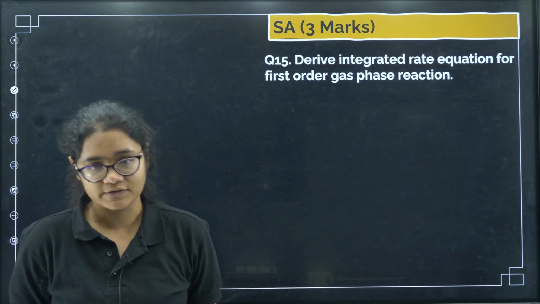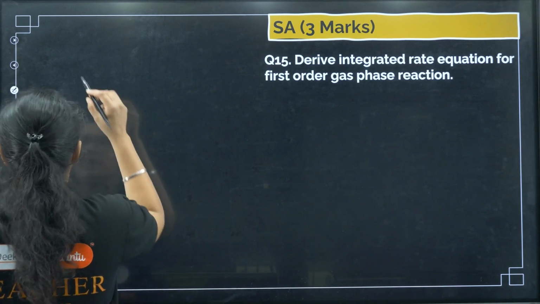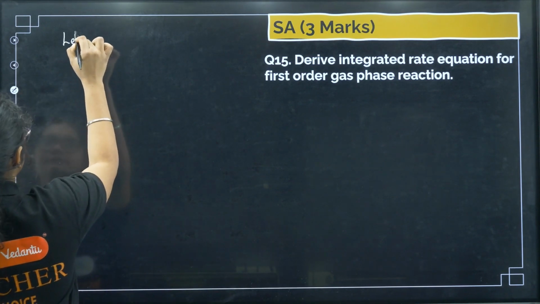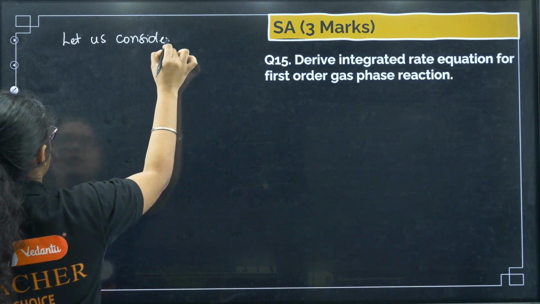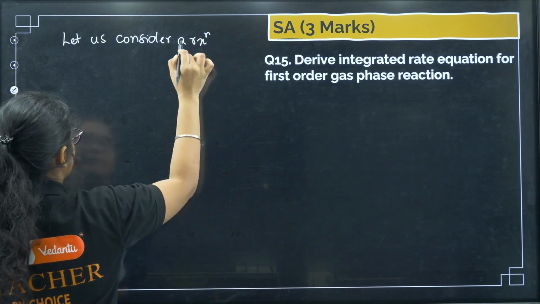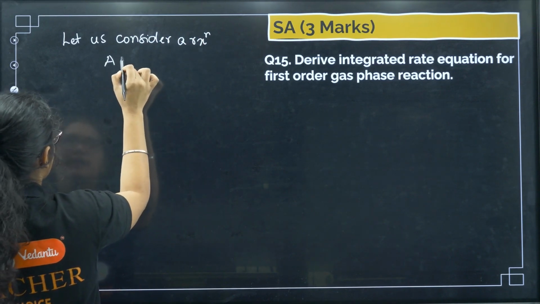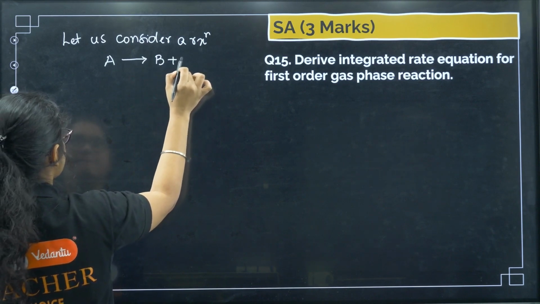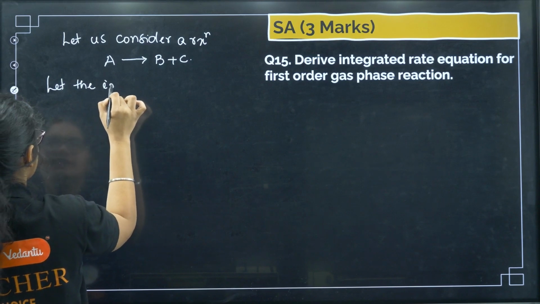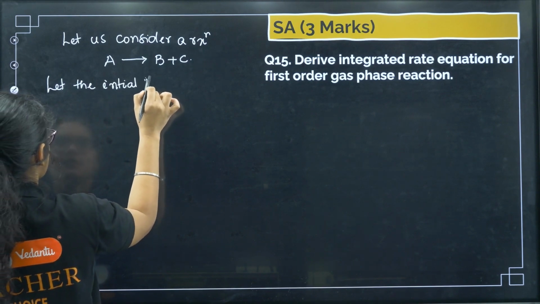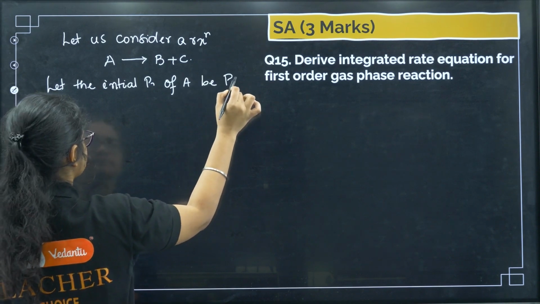Yes, here you have to use a gives b plus c. I will be explaining how we can do this. Let us consider a reaction. I'm using certain shortcuts, but please do not use them. Write the complete words. A gives b plus c. Let the initial pressure of A be Pi.